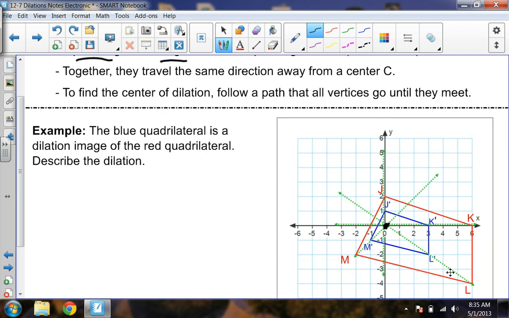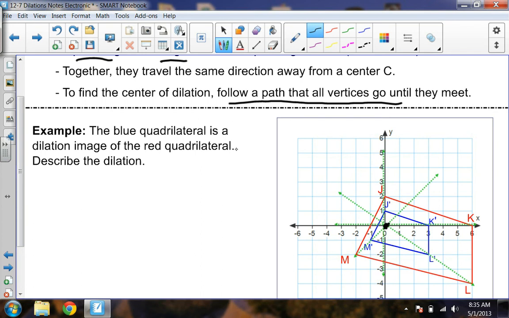So you kind of have to draw straight lines there. Hopefully you draw things to scale. And same thing if you have the center and maybe the transformed image, you can draw it out until you need to find the image if you have that stuff, etc. So we followed a path that all vertices go to until they meet. So follow J and J prime together to the center, etc. So keep doing that with everything.